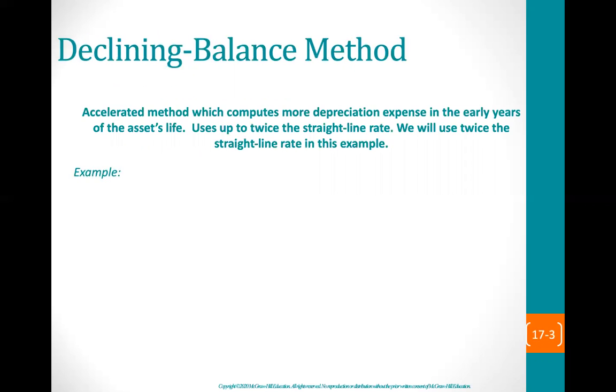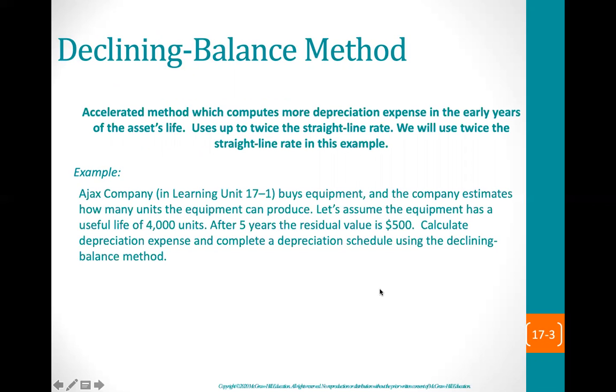For example, Ajax Company buys equipment and the company estimates how many units the equipment can produce. So let's assume that the equipment has a useful life of 4,000 units. After 5 years, the residual value is $500. Calculate depreciation expense and complete a depreciation schedule using the declining balance method. If you remember, Ajax Company in Unit 17.1 bought the equipment for $2,500.